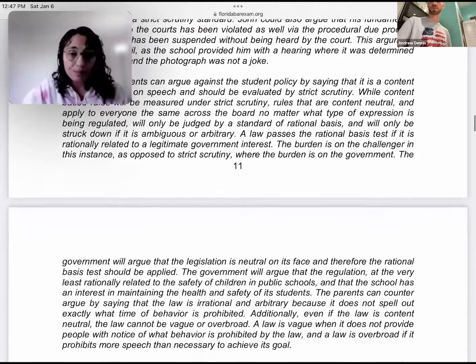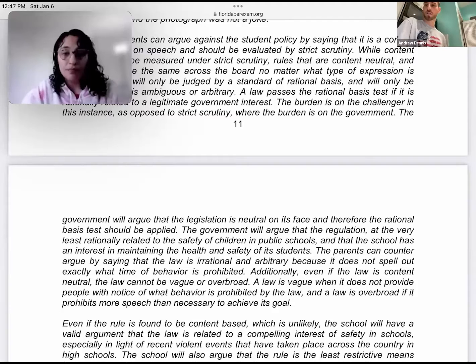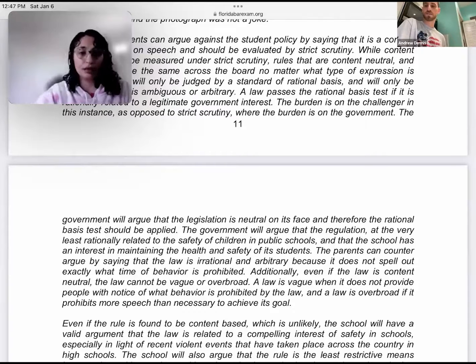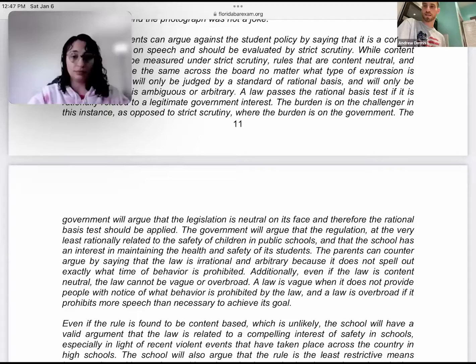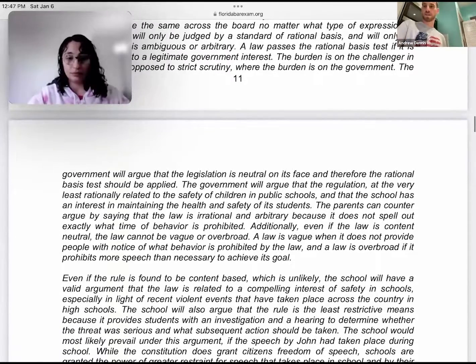The burden is on the challenger. The government will argue that legislation is neutral on its face and therefore the rational basis should be applied. The government will argue this regulation is, at the very least, rationally related to safety, children, the schools, and the kids. The parents can counter that it's irrational and arbitrary. Additionally, even if the law is content neutral, it cannot be vague or overbroad.